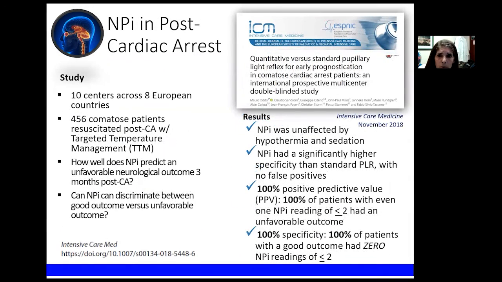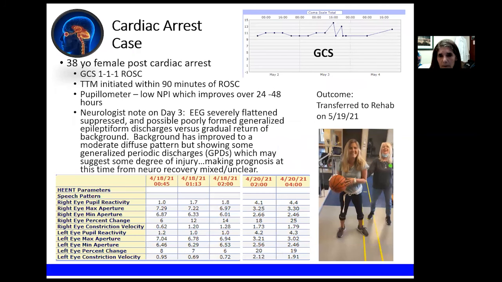In Dr. Oddo's study, a multi-center study done across Europe, there were 456 comatose patients resuscitated post-cardiac arrest with targeted temperature management. NPI was unaffected by hypothermia and sedation, but had a 100% positive predictive value: with even one NPI less than 2, those patients had an unfavorable outcome.